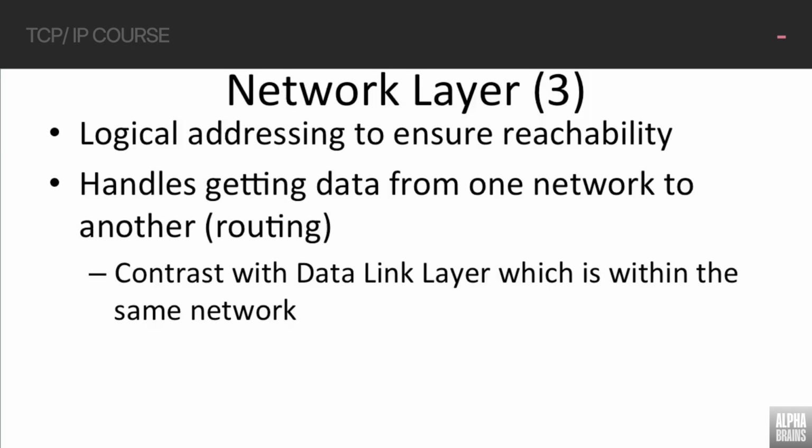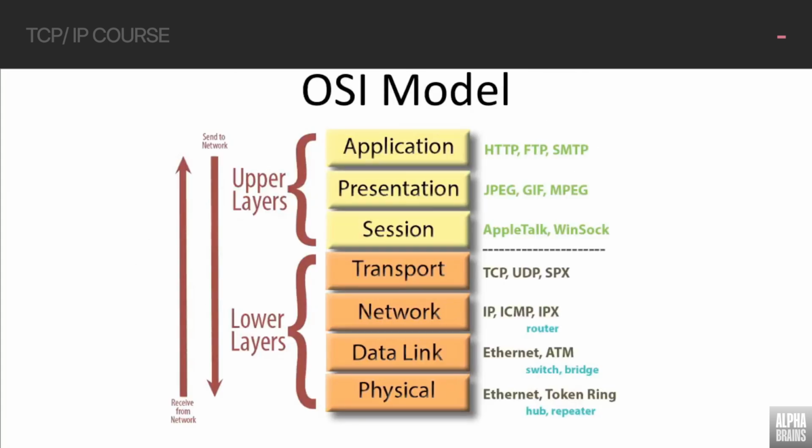So we need a logical address to ensure that we can get messages from one network to another reliably. So we have a logical address at the network layer. If we go back to the model diagram, you'll see IP is actually at the network layer. So IP and the IP address sit at layer 3. At layer 4, we've got the transport layer. That's where TCP and UDP actually sit.